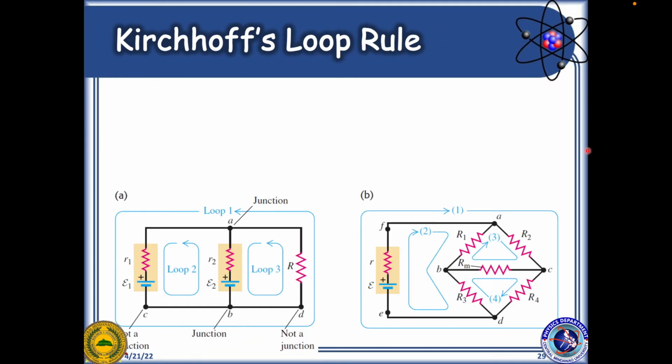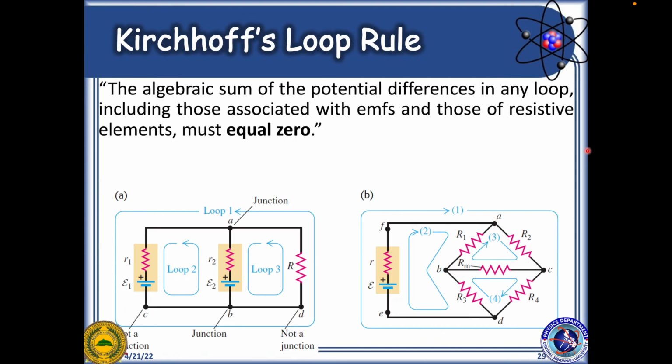The other one is what we call Kirchhoff's loop rule, or sometimes called KVL, Kirchhoff's voltage law. It states that the algebraic sum of the potential differences in any loop, including those associated with EMFs and those with resistive elements, must be equal to 0. Meaning, in a closed loop, the summation of all the potential differences in a battery or in a resistor is simply equal to 0.